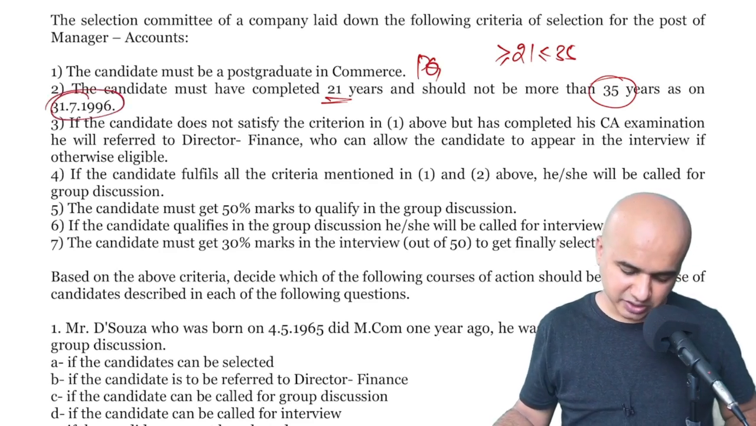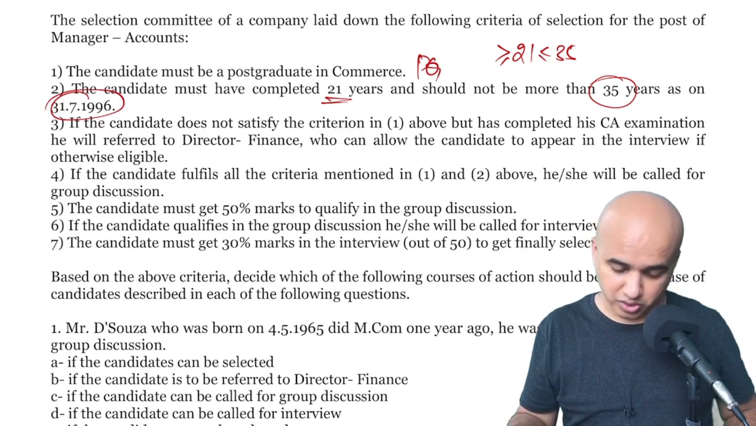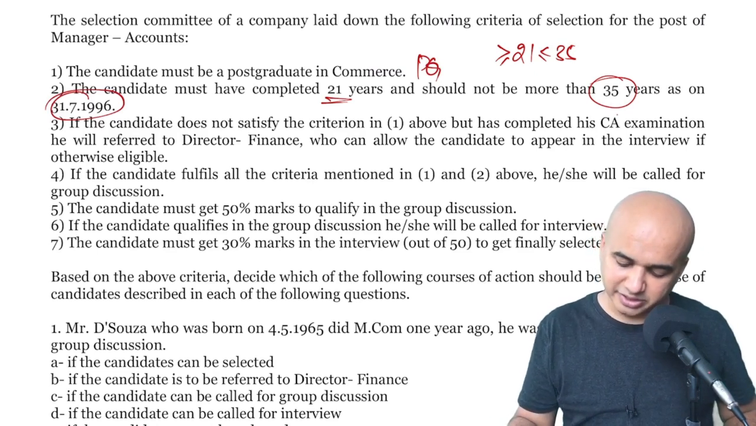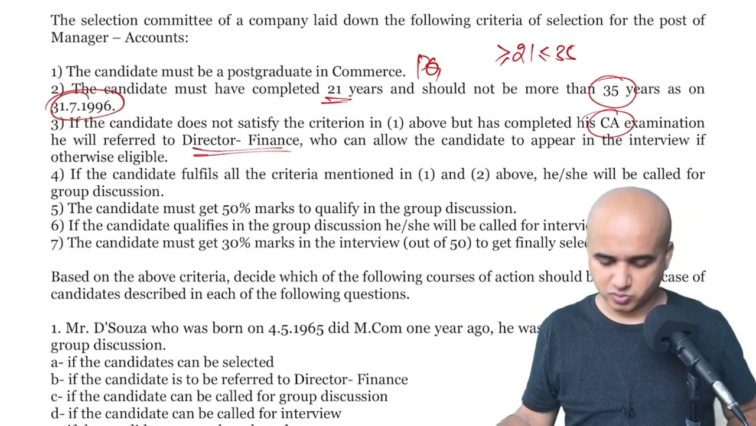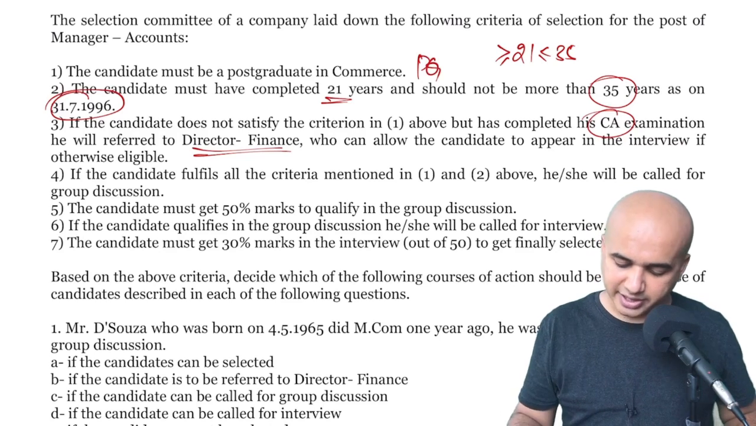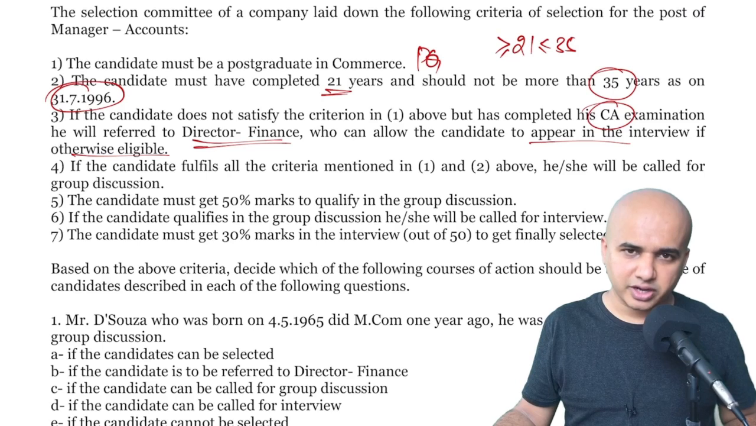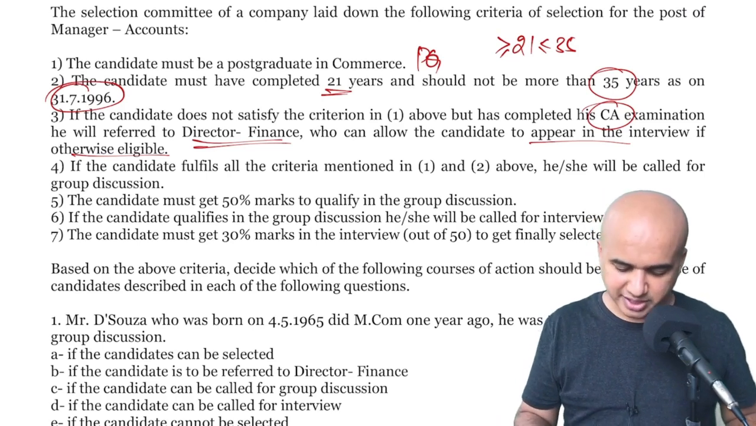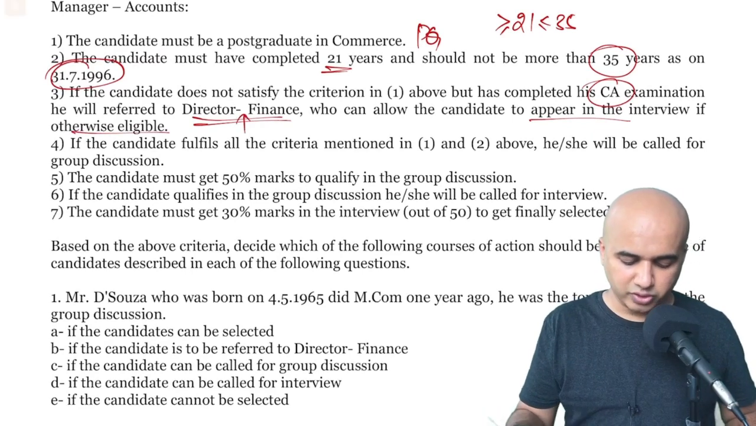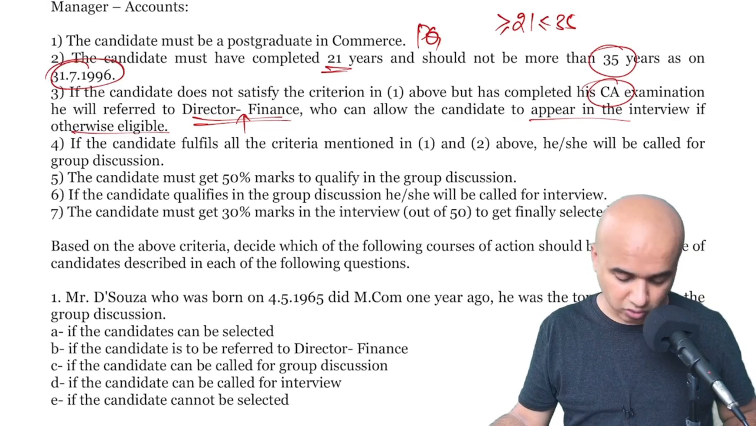If the candidate does not satisfy the criteria in one, that is, if he is not a postgraduate holder but has completed his chartered accountancy examination, he will be referred to the Director of Finance, who can allow the candidate to appear in the interview if otherwise eligible. That is fine. He may not have done his PG, but he might have done something bigger, that is being a CA. So in that case, you refer that to the Director of Finance. He will take the decision whether to allow this candidate or not.